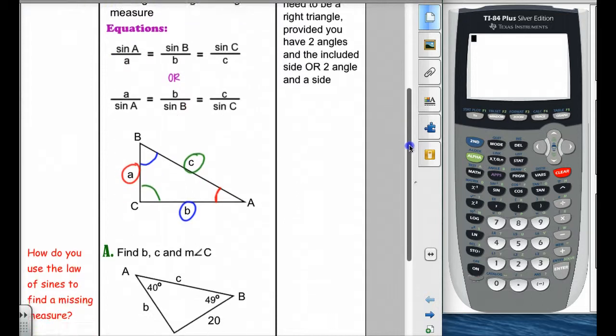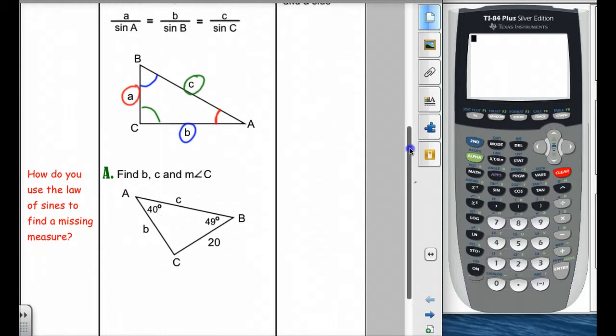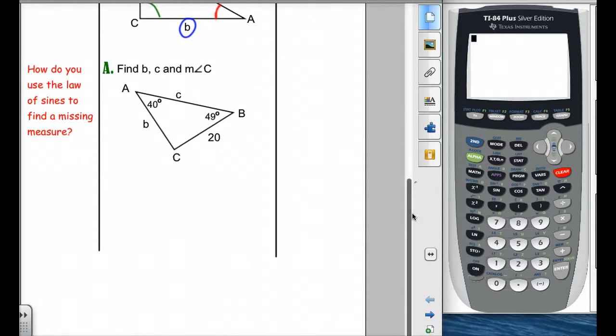So let's go ahead, and I like to use the top one. I like to have my sine values, just for complicated purposes, on the top, although if you feel more comfortable putting them on the bottom, that is your choice. So if we take a look at this triangle, I need to find C and I need to find B. I'm going to start off by recognizing that I have angle A and side length A, so I need to include that in my information.